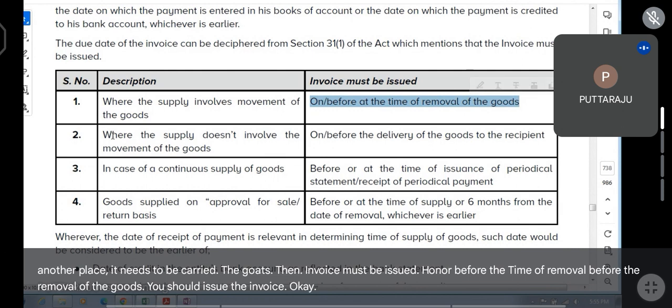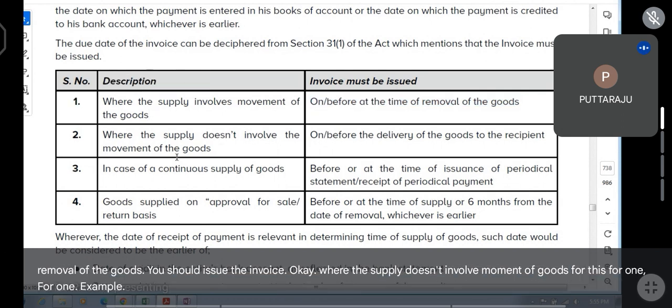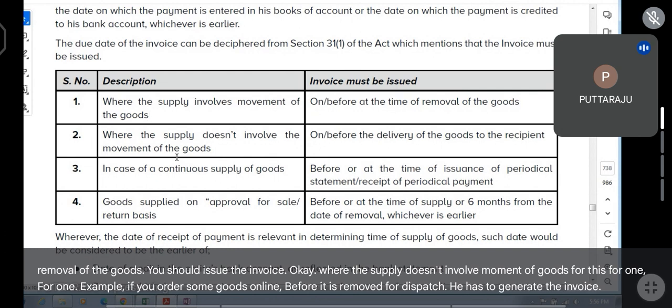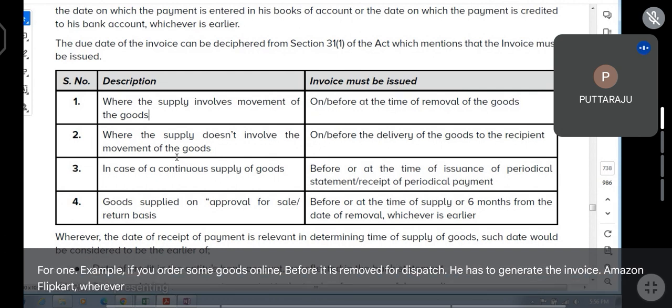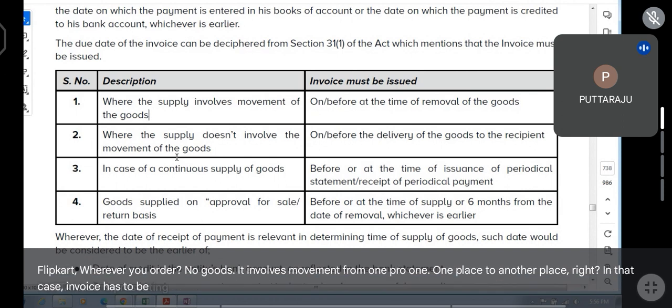Okay. Where the supply doesn't involve movement of goods. For one example, if you order some goods online, before it is removed for dispatch, he has to generate the invoice. Amazon, Flipkart, wherever you order goods, it involves movement from one place to another place, right? In that case, invoice has to be generated before or at the time of removal.